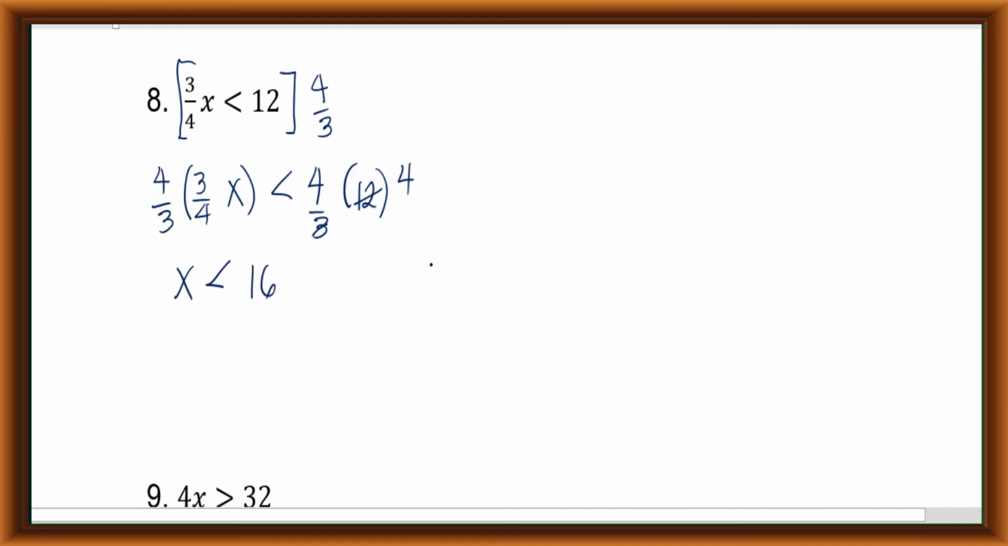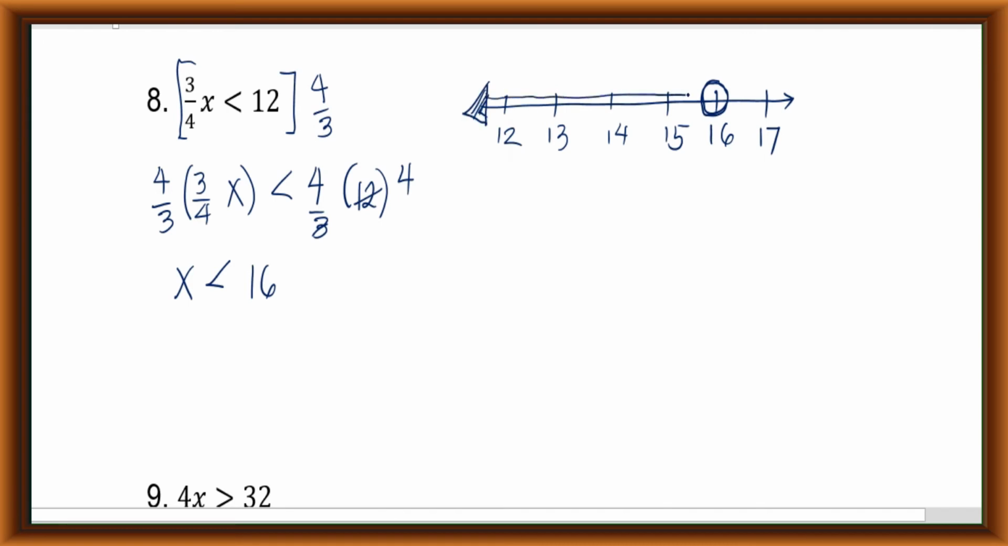So for number 8, I'll put this one on the number line. But this time I'll choose 12, 13, 14, 15, 16, and 17. So x is less than 16. So I'll encircle 16, but exclude that. And I'll move to the left side. Okay? So clearly, this is the graph of the inequality.